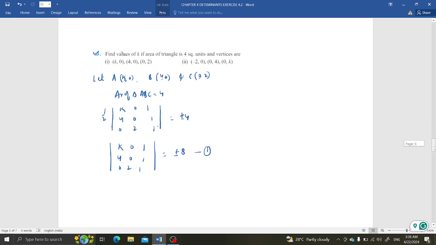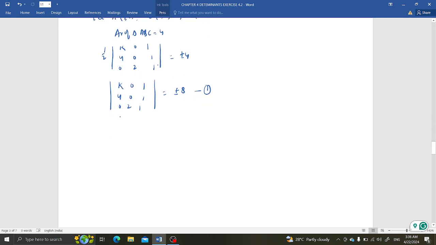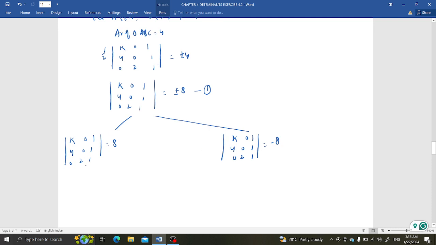Now you can observe that we actually have two equations. First is the determinant k 0 1, 4 0 1, 0 2 1 equal to 8. And the second equation is the same determinant k 0 1, 4 0 1, 0 2 1, and it is equal to minus 8. Now we need to expand this one.